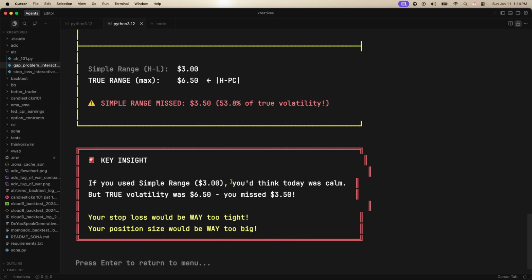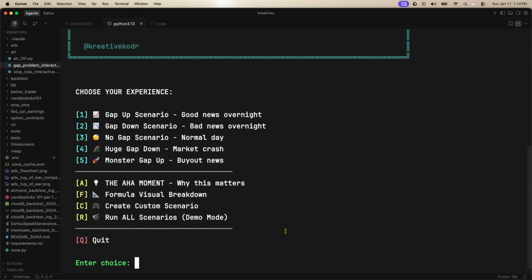The key insight is, if we use simple range with the $3, we think that the market is calm. But with true range ATR, it allows us to see that it's 6.50. So we missed the 3.50. The stop loss would have been way too tight, and the positions would have been way too big.